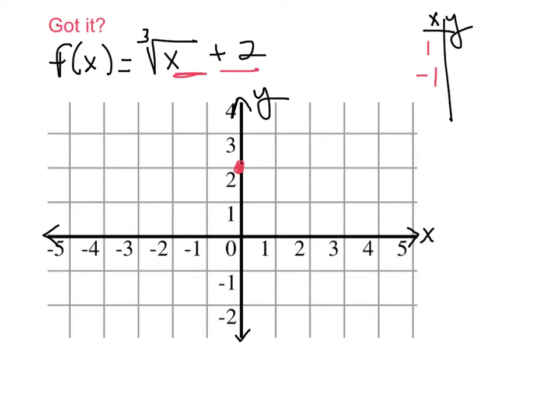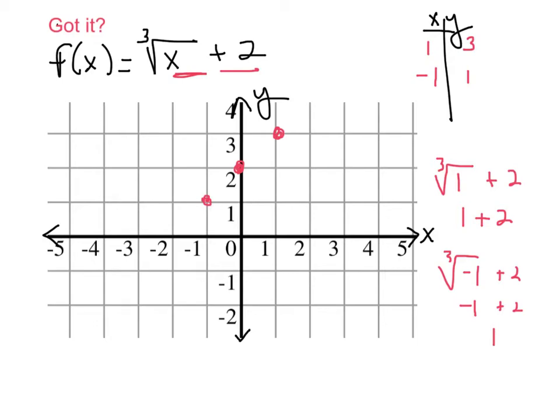So if I plug in the cubed root of 1, well, what number times itself 3 times gives you 1? That's 1. Plus 2, that gives me 3. What's the cubed root of negative 1? Well, what number times itself 3 times gives you negative 1? It'd be negative 1 plus 2 gives me positive 1. So 1, 3, and negative 1, 1.